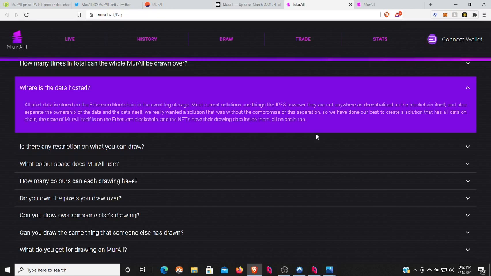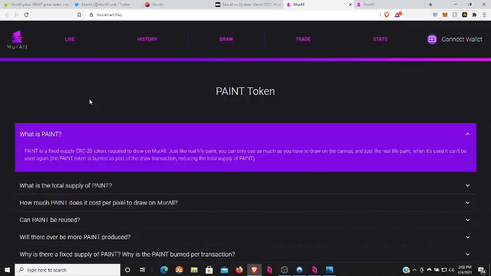We really wanted a solution that was without the compromise of this separation. So we have done our best to create a solution that has all data on chain. The state of Murall itself is on the Ethereum blockchain, and the NFTs have their drawing data inside them, all on chain too. You're probably thinking, what's this coin that's just been airdropped?